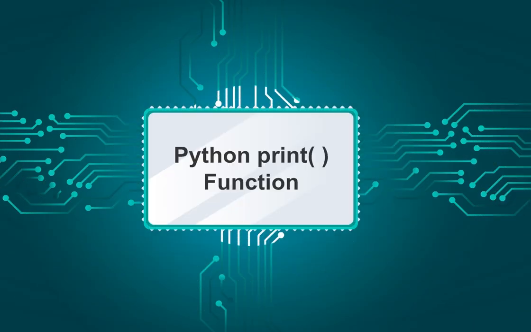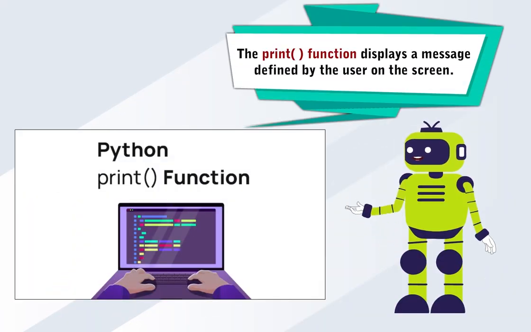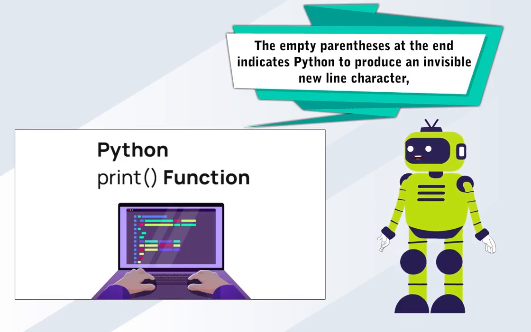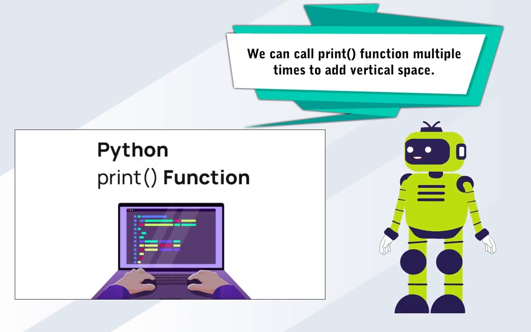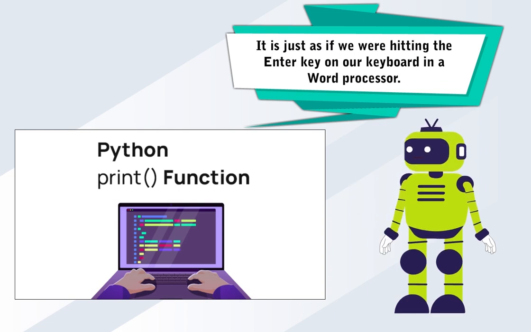Python print function. The print function displays a message defined by the user on the screen. The empty parenthesis at the end indicates Python to produce an invisible new line character, which in turn will cause a blank line to appear on the screen. We can call print function multiple times to add vertical space. It is just as if we were hitting the enter key on our keyboard in a word processor.